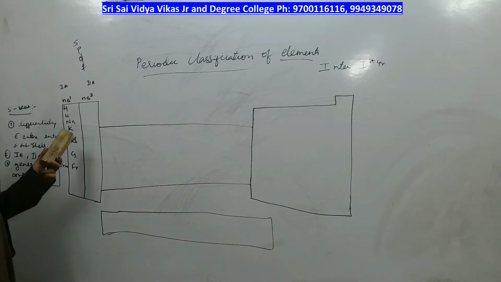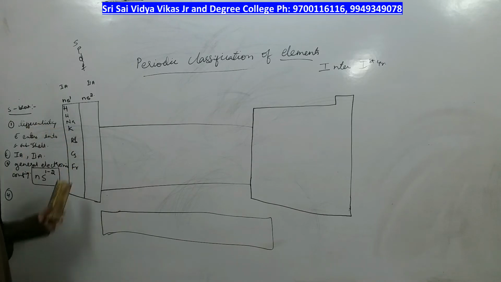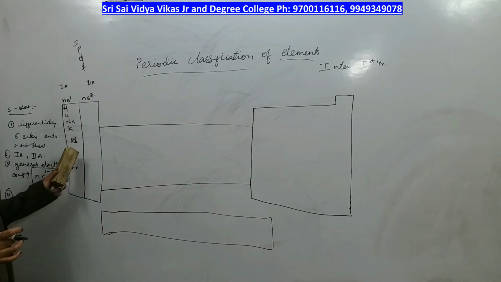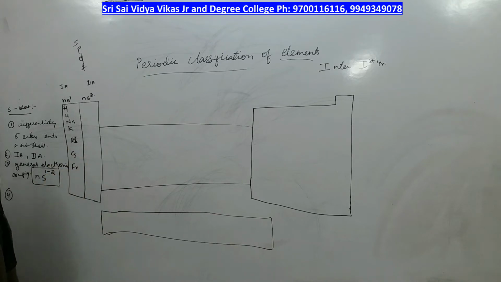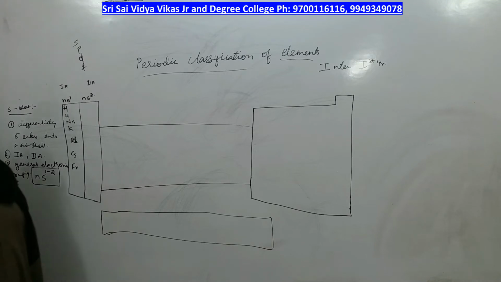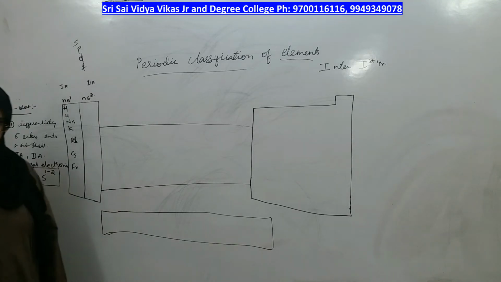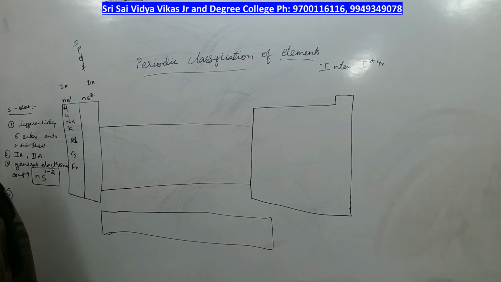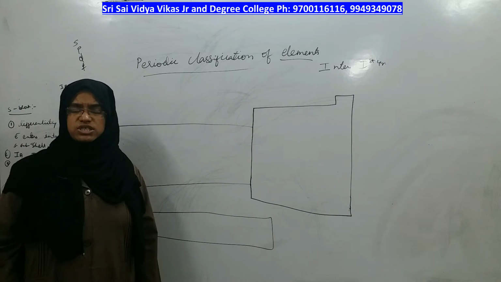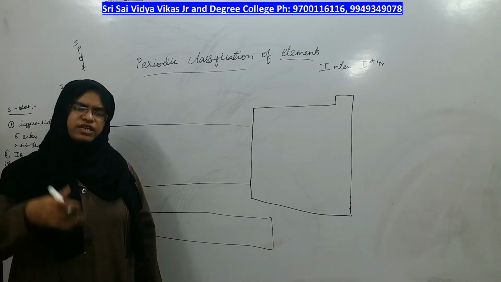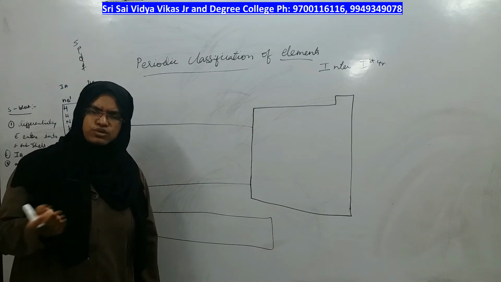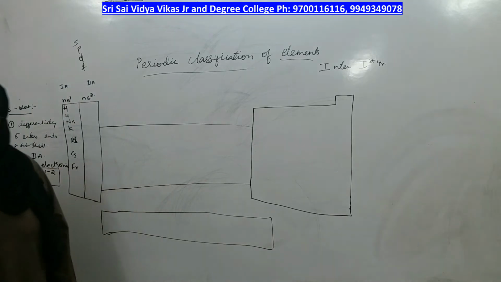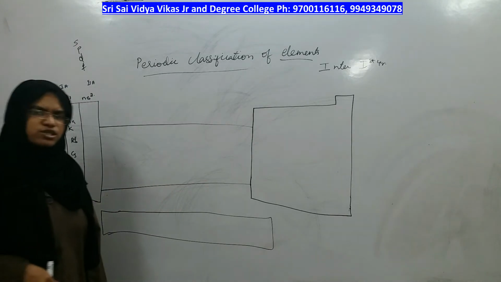Fourth point: what is the nature of the elements of this block? The first A group and second A group elements are highly electropositive and they have very low ionization potential. Highly electropositive means they can easily lose the electron, and therefore their ionization potential will be very low. If they need very little energy to lose the electron, they are called electropositive, and their IP value will also be very low.